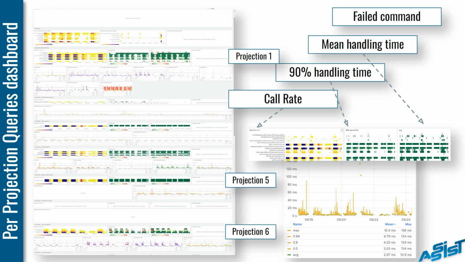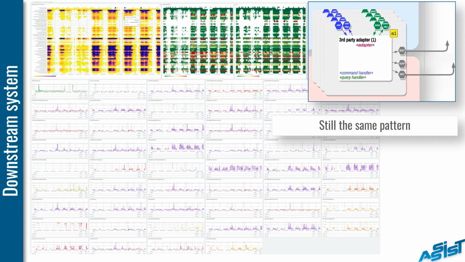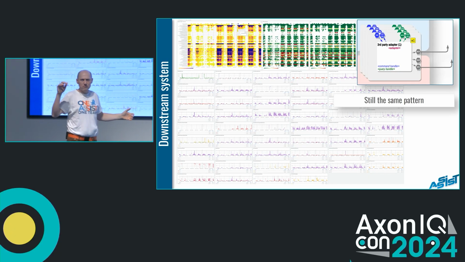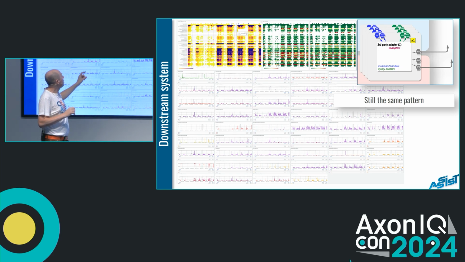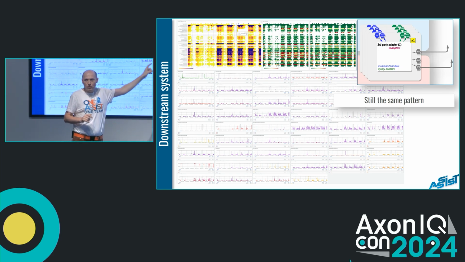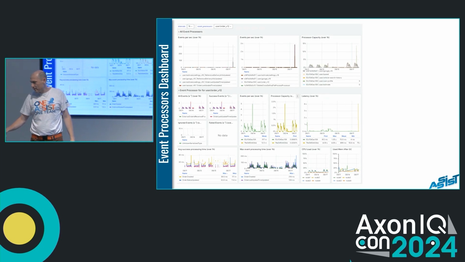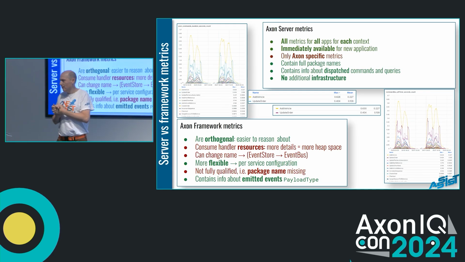The same for queries, and the same for third party. So still the same pattern. This is the adapter. When we call some REST, put, get, delete, you know those verbs, we call them through the adapters, so that we also have data from Axon metrics. There, okay, to wrap it up.